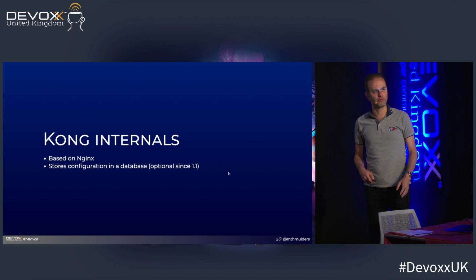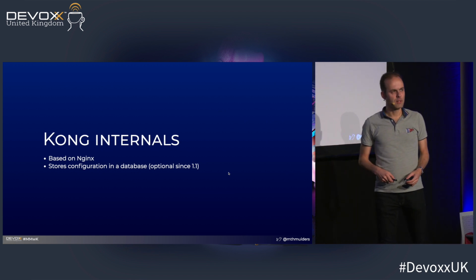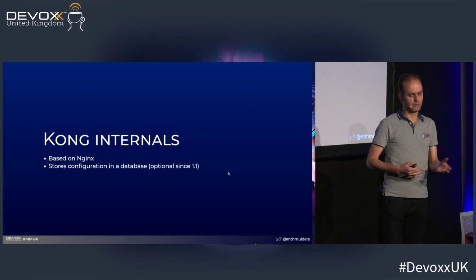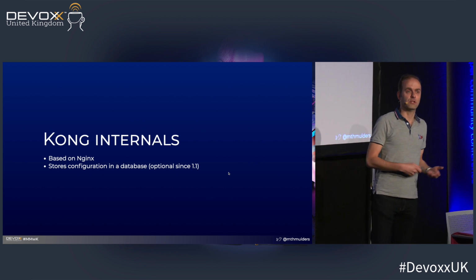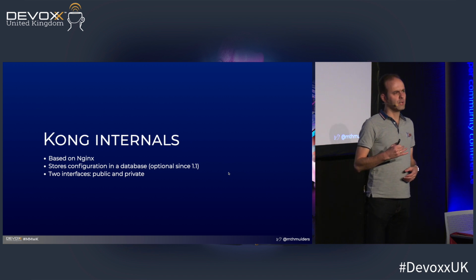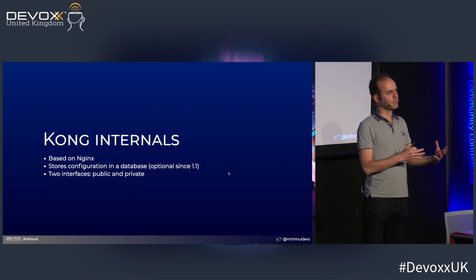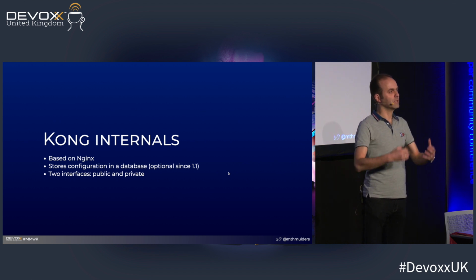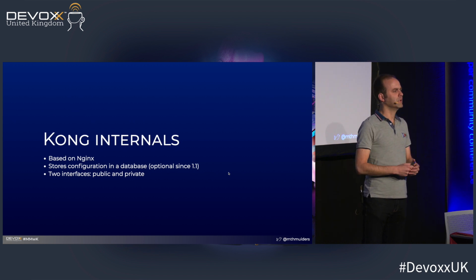That will also drop some of the capabilities that it has, but it resolves one dependency. The database is not necessary anymore. Kong exposes two interfaces for you. One of them is the public interface. That's the one that is exposed to your clients, and your clients get the address and get to invoke your APIs. And there's also a private interface.